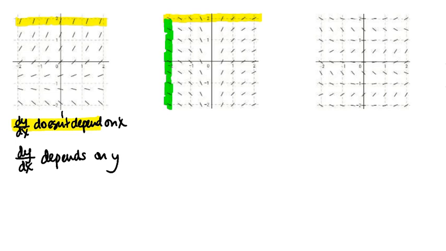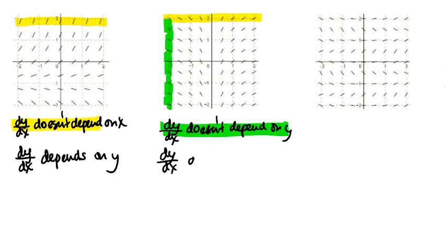So what I'm going to say is that dy/dx doesn't depend on y. And therefore, it depends only on x. And that can help us eliminate a lot of answer choices. And, let's say, depends on x only. But then over here, if you scan left and right, I'm seeing different slopes.